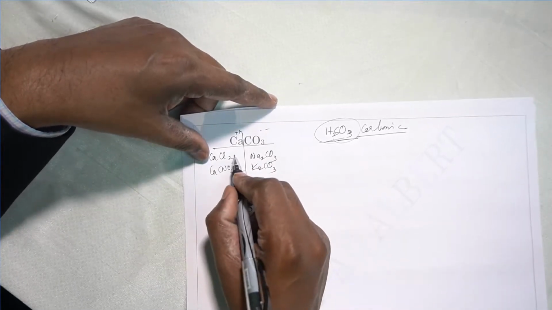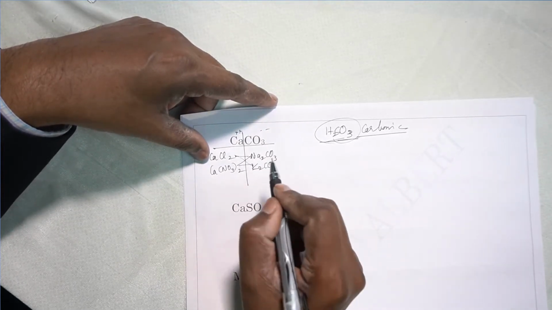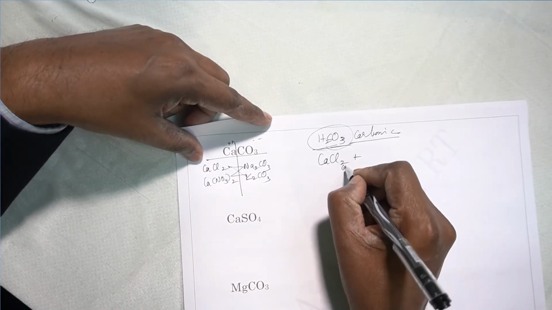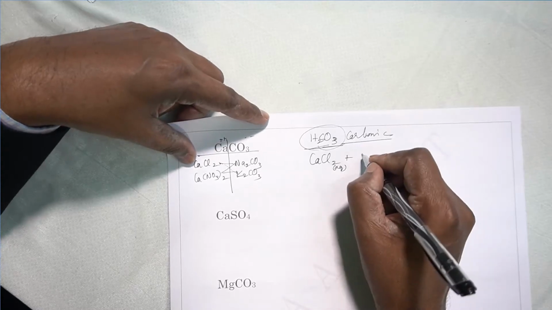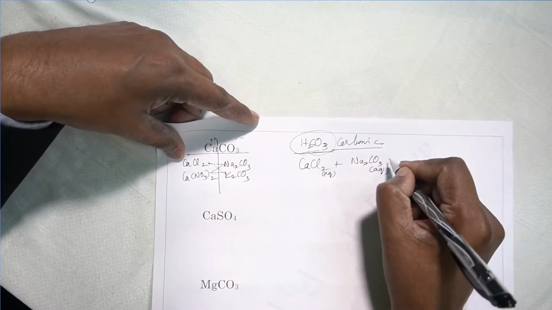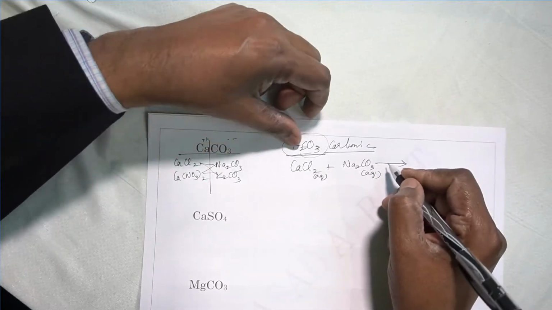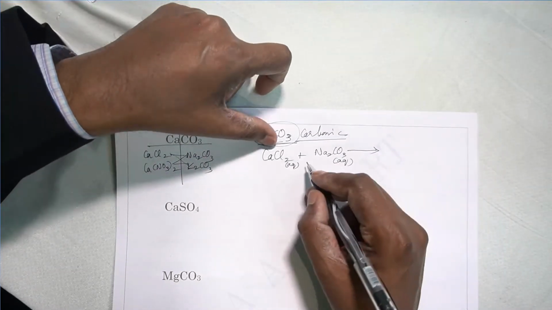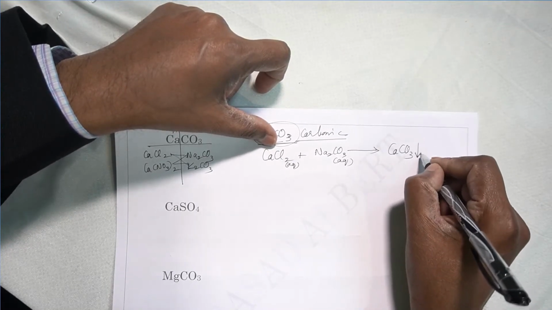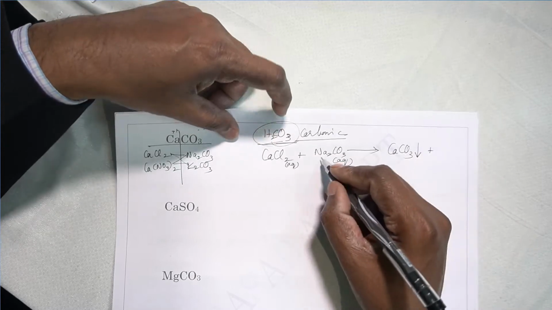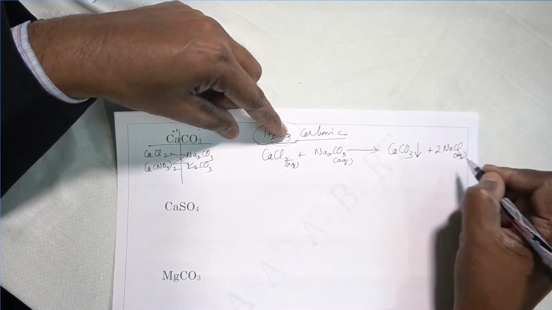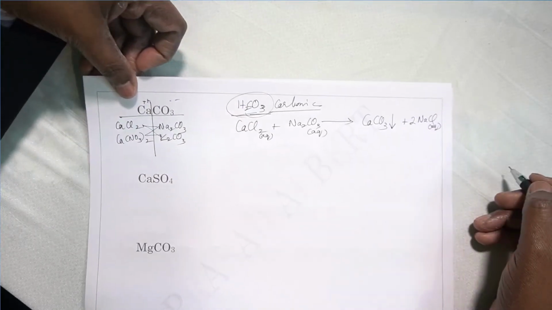So 2 plus 2, 4 reactions are possible here. Calcium chloride aqueous solution plus Na2CO3, sodium carbonate, also an aqueous solution, and a double decomposition reaction takes place. The radicals are exchanged. Calcium now gets the carbonate part, CaCO3, which is insoluble, the precipitate, plus sodium goes with chlorine, so 2NaCl, which is soluble, in aqueous form. So this is the reaction. I think you got it.